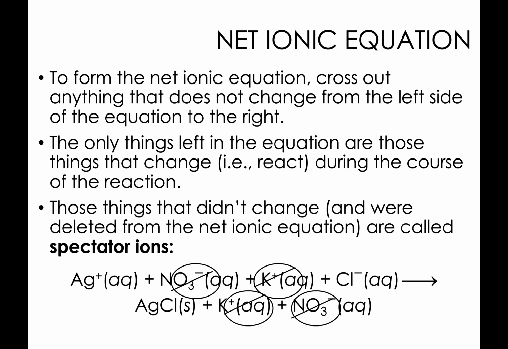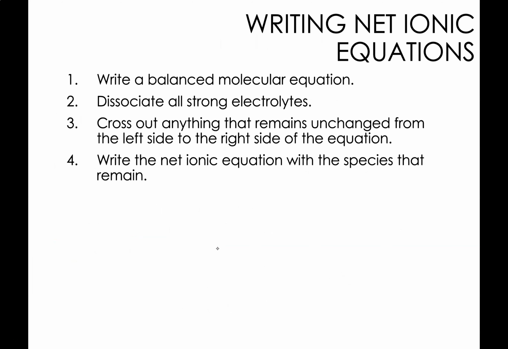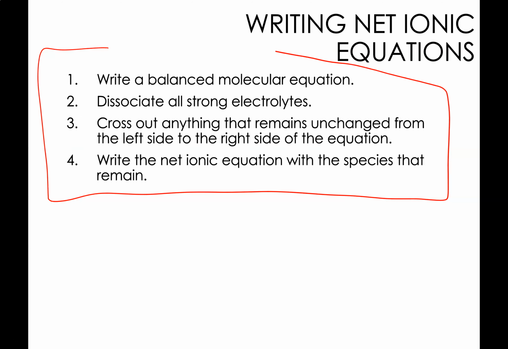So just so you know, that being said, anything we crossed off has a definition. It's called a spectator ion. It's something watching what's happening but does not participate in the final product. Okay? All right, next thing is just going to be get your steps written down. Look, we already did that. Dissociate anything you need to.